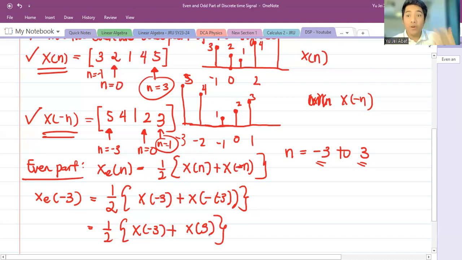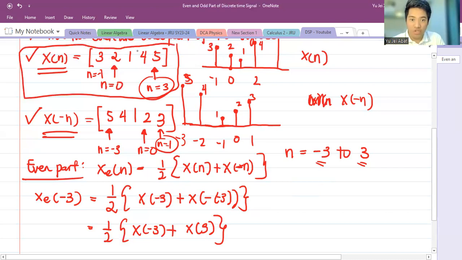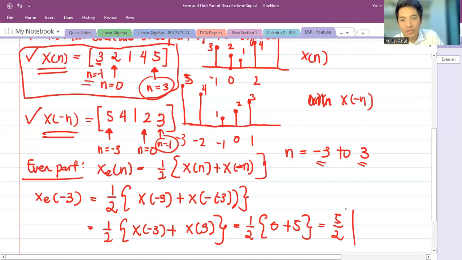Okay. And then we're going to go to the original signal. Our reference for this is the original signal from which we are going to derive the values of the amplitudes. So what happens? We have 1/2. What is x of -3? Since there is no -3 value of n here, this must be 0 for the x of n. And then plus x of 3, of the original value, we have 5. So that must be 5/2. So this is the amplitude at n equals -3 of the even part.